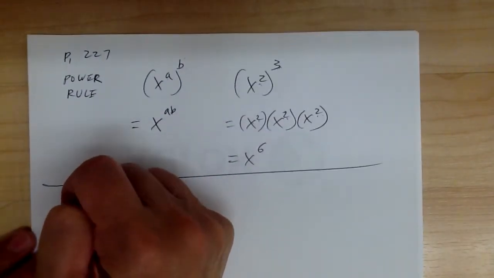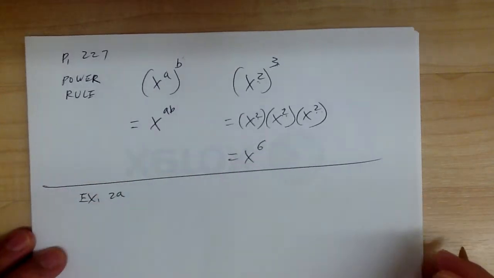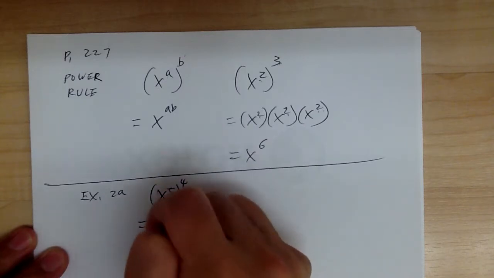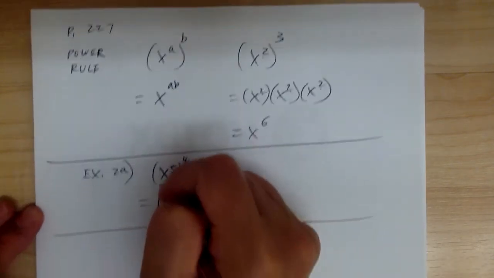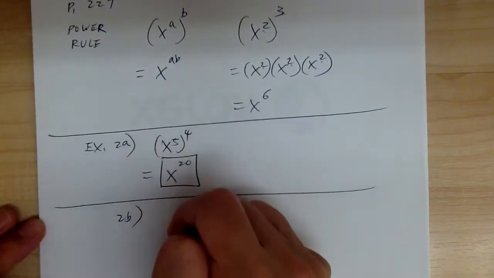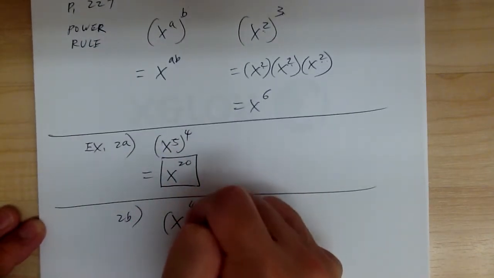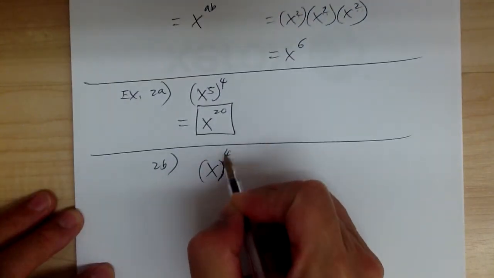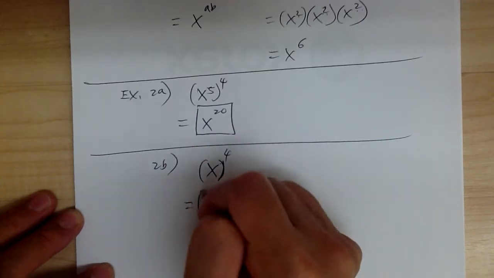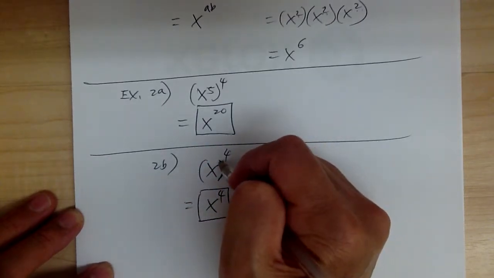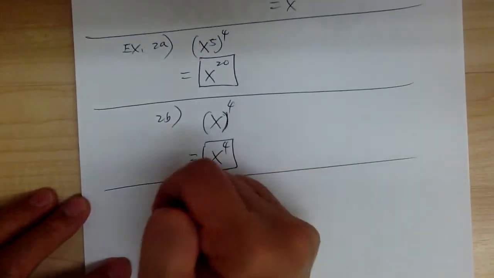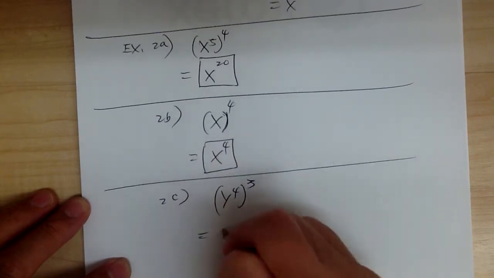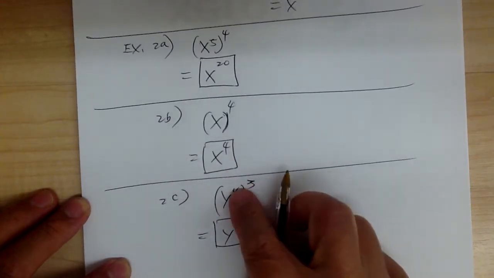Okay, let's go to example 2a. You have x to the 5 to the 4 power. So this will be x to the 20th power. Example 2b. You got x to the 4 power. Now when there's no number, it means it's 1. So this one would be 4 times 1 will equal to just 4. Again, when there's no number, it means it's 1. Let's go to 2c. You got y to the 4 to the 3. So this will equal y to the 12. 3 times 4 gives you 12.